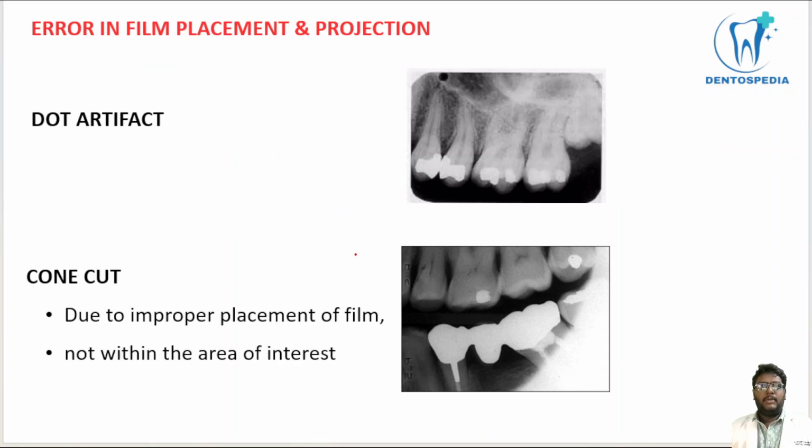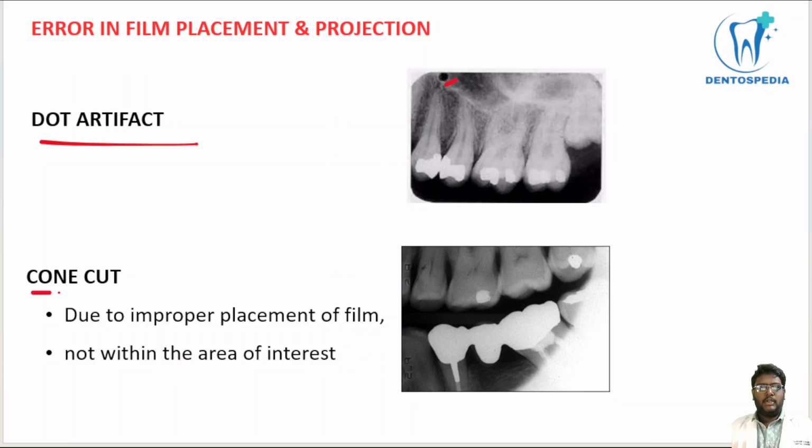And coming to the errors in film placement and projection. The first one is dot artifact. Here you can see the embossed dot. As a rule, the embossed dot should always be present at the occlusal side or incisal side, right? But if we place it wrongly, the embossed dot is present in the apical region and it might mimic a periapical lesion, right? So we don't want misdiagnosis of those normal teeth, okay? That's why it's important to maintain proper position of the film inside the oral cavity. The embossed dot should always be placed occlusally or incisally.